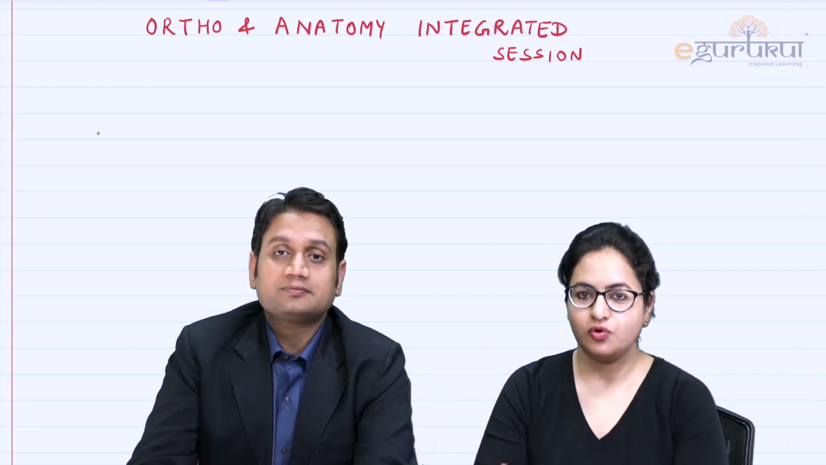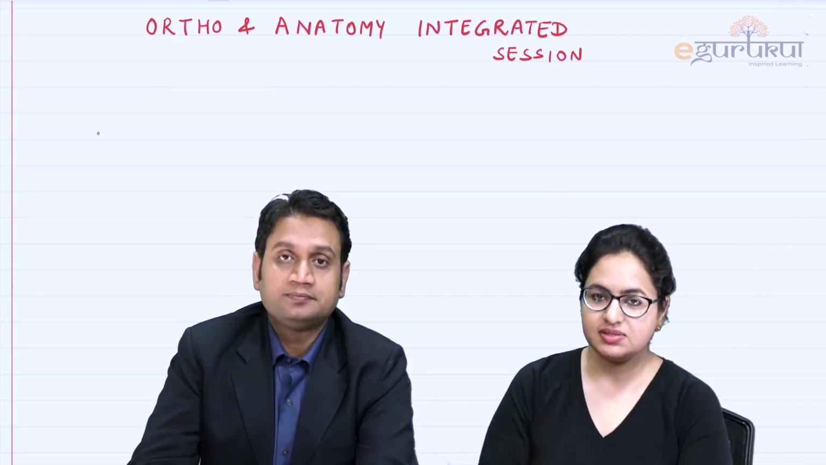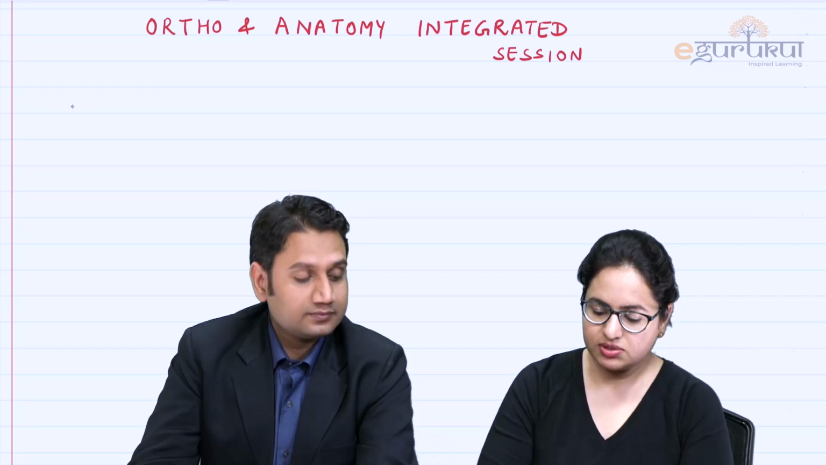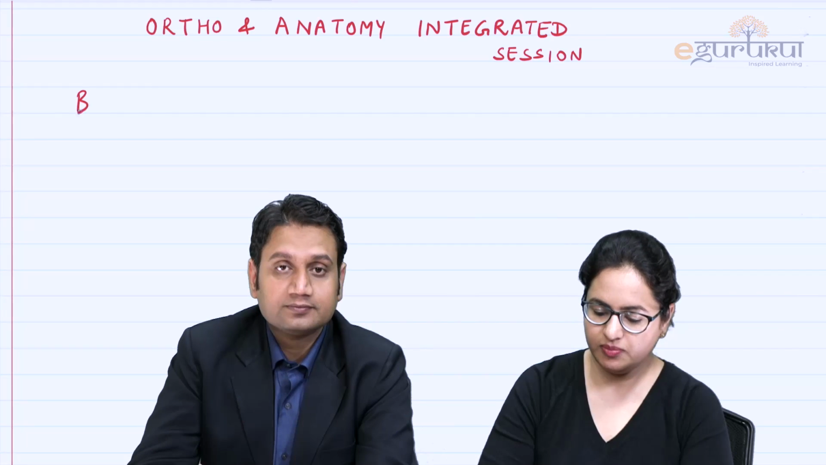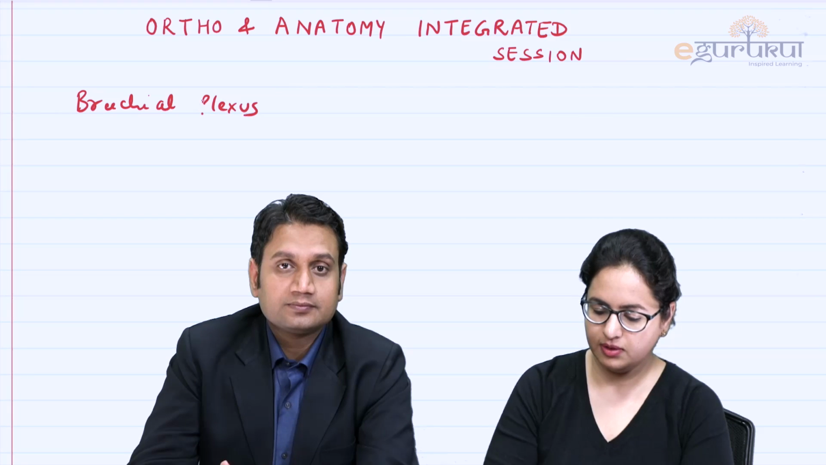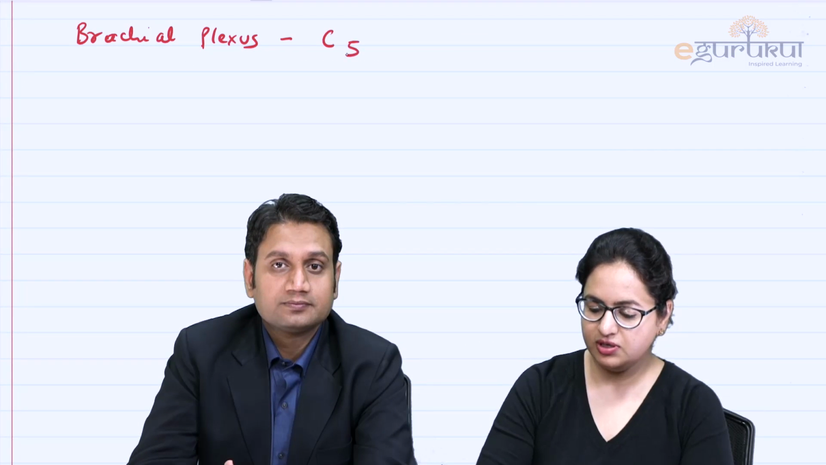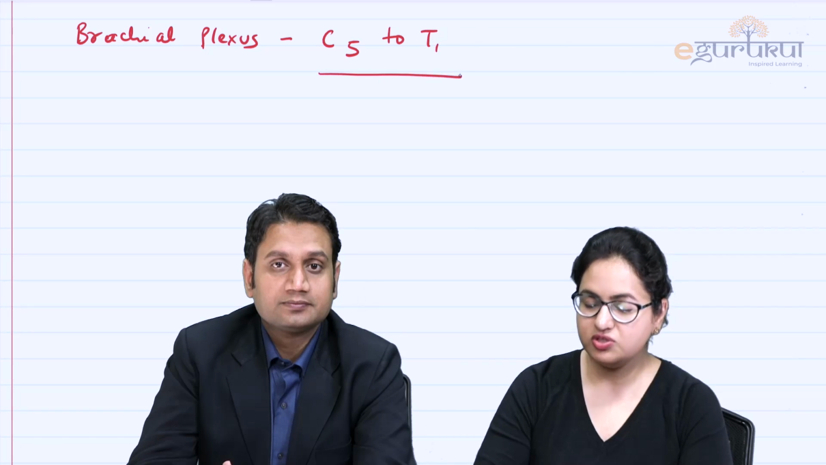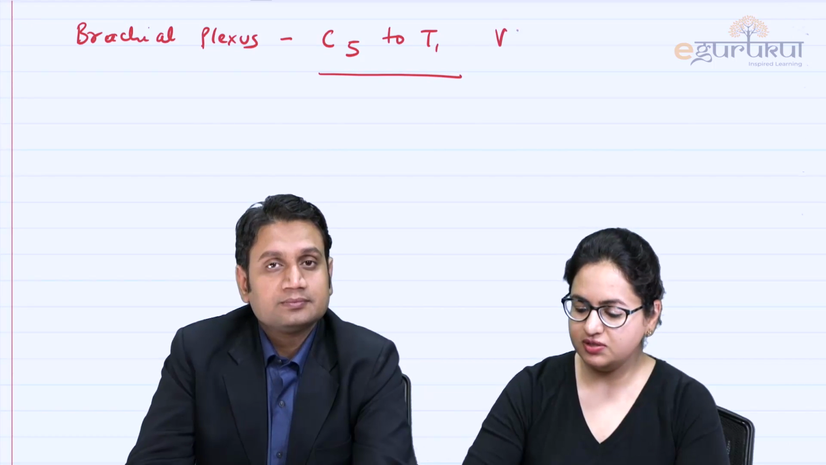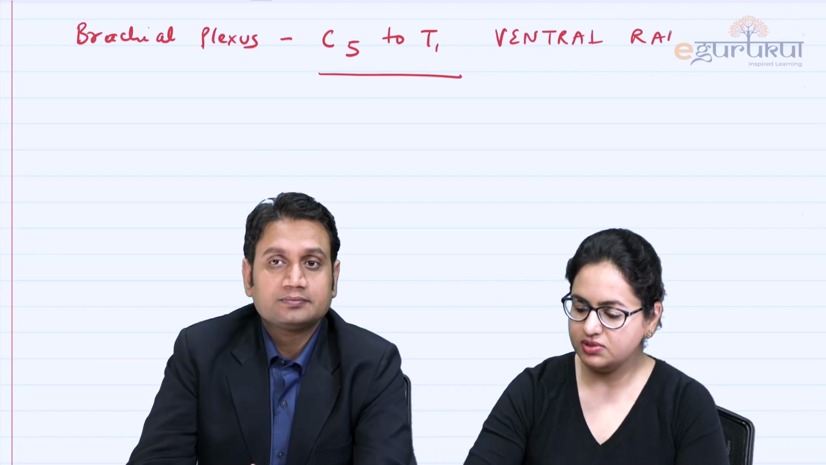Now, let's begin first of all with the anatomy of the brachial plexus. Whenever we talk about the brachial plexus, we know the roots of the brachial plexus are from C5 to T1. We should be aware that these roots are actually the ventral rami of C5 to T1.